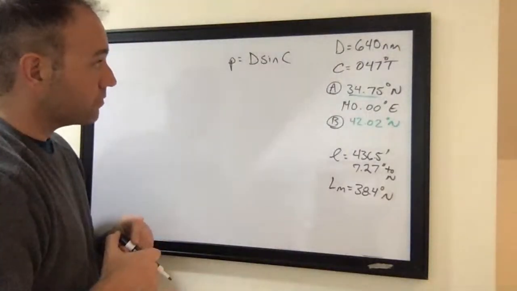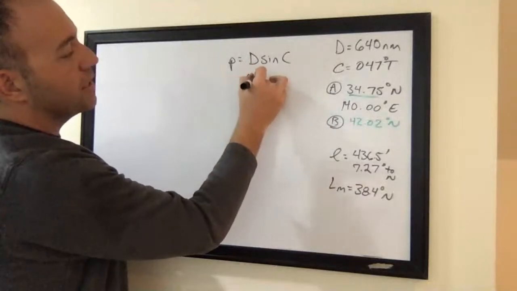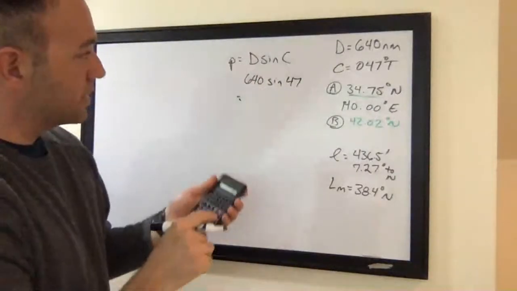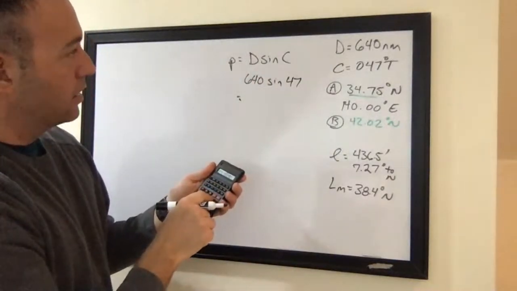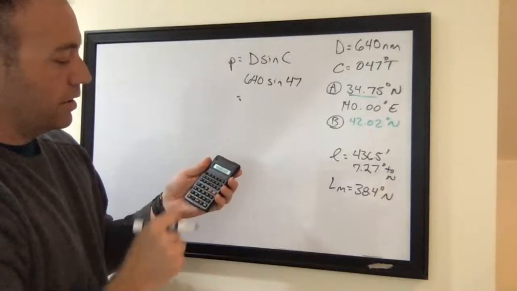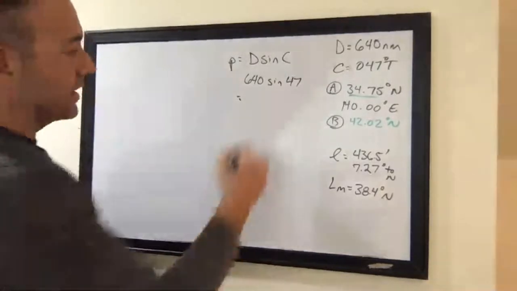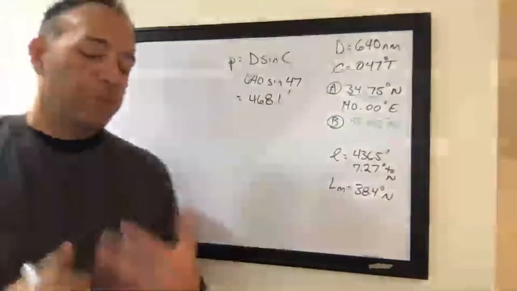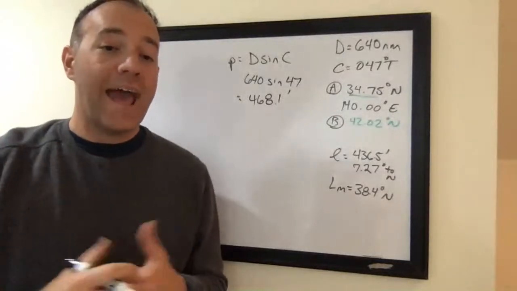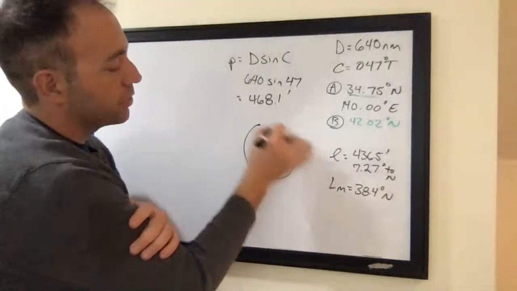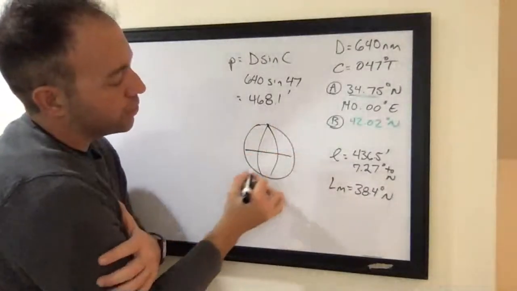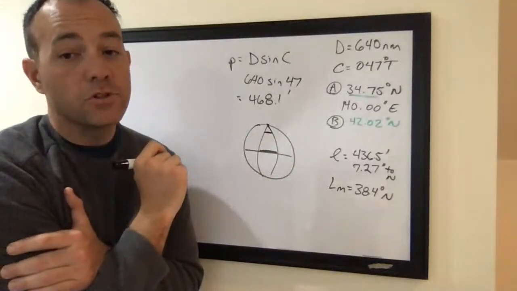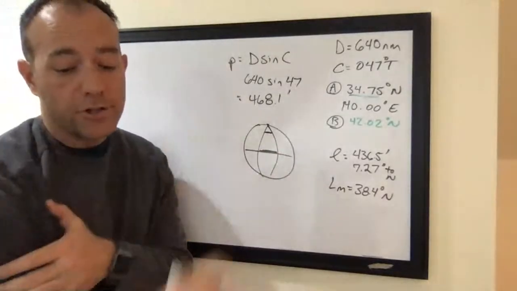It's all good. Okay, so we've got D and C, 640 times the sine of 47. And we'll do the same old stuff here, 47 times sine times 640. And that gives us 468 minutes of arc, right? And so that P, departure, is the difference in longitude at a given latitude. So because the Earth, the longitude lines kind of converge, the difference in longitude here and the difference in longitude here is the same in terms of degrees, but it's different in terms of departure. So we're just finding that out.